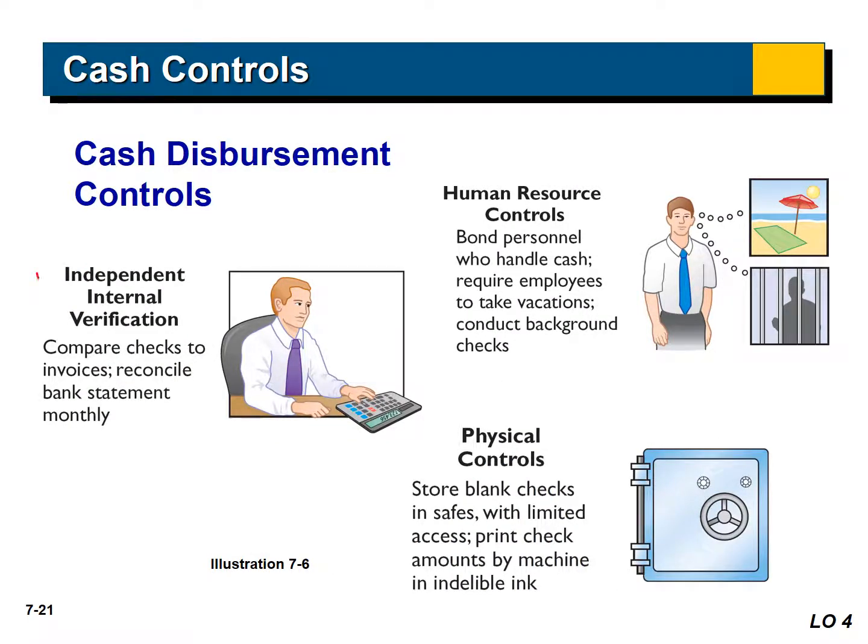We also want independent verification. So somebody compares the checks and reconciles the bank statement. It's very important that whoever reconciles the bank statement is not the same person who handles the checks or records the checks. And the same thing with human resource controls: you bond them, require vacations, conduct background checks, and physical control, where all those items are held in safes and such.